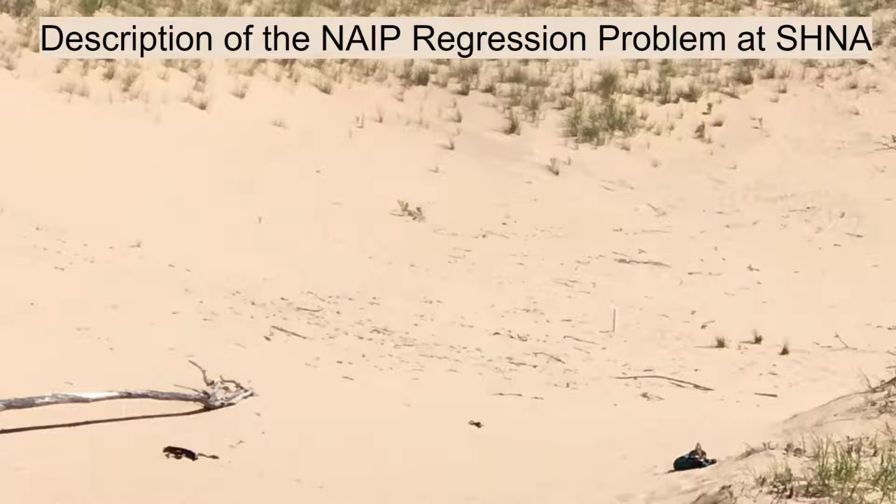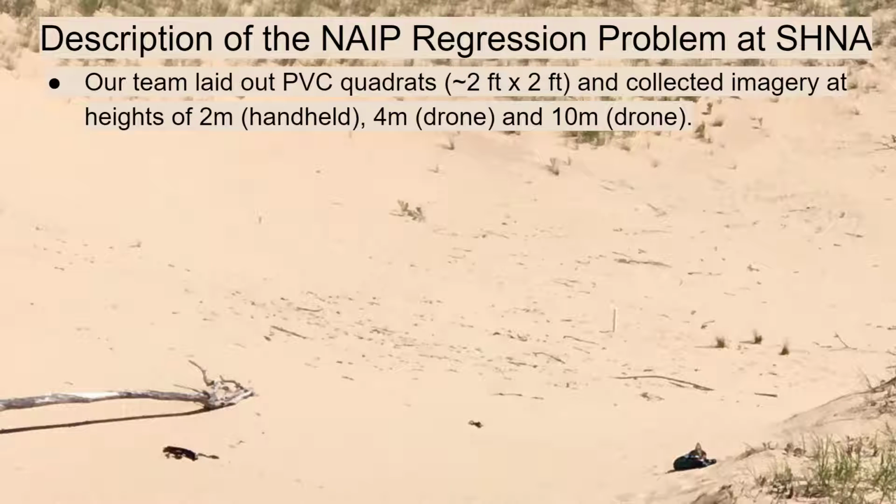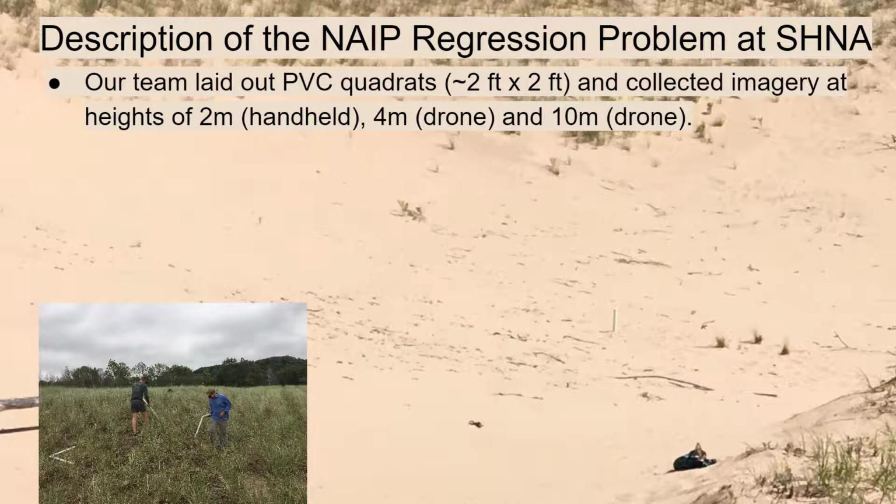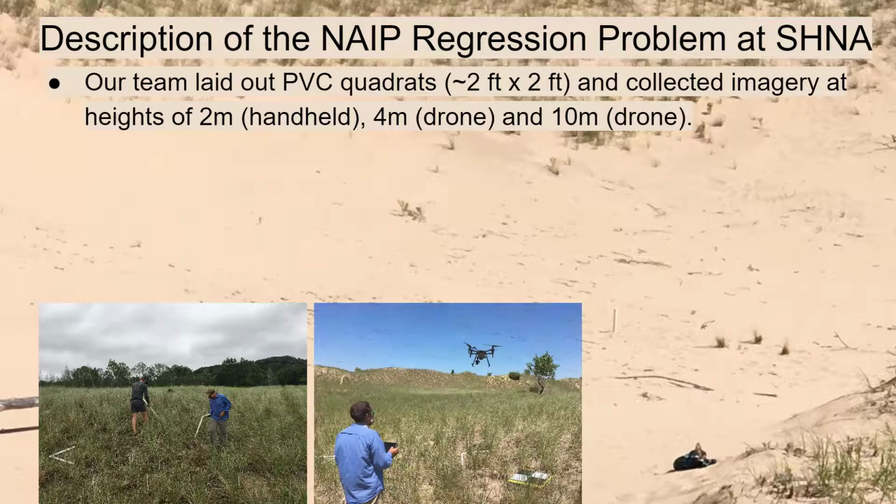The main part of the project I'd like to talk about today is the NAIP regression problem at Saugatuck Harbor Natural Area. The aim of this project was to estimate vegetation coverage as a percentage in the grassy and sandy areas throughout the entire complex. First of all, our team laid out PVC quadrats, which are about 2 foot by 2 foot PVC squares, and then collected imagery using handheld cameras from a height of about 2 meters, and then drone imagery at 4 meters and 10 meters, and then high-altitude drone imagery.